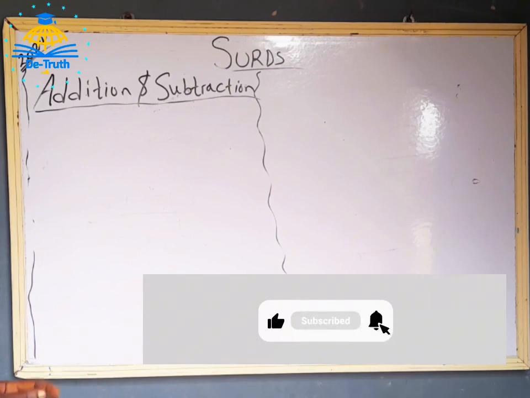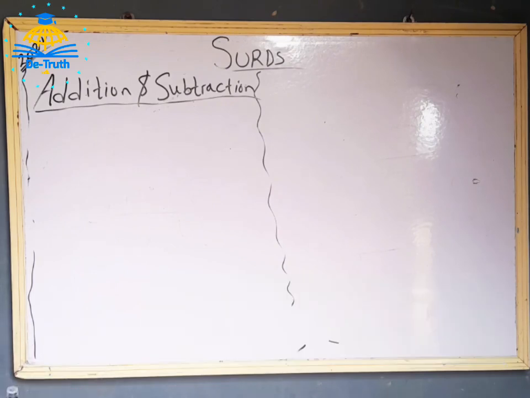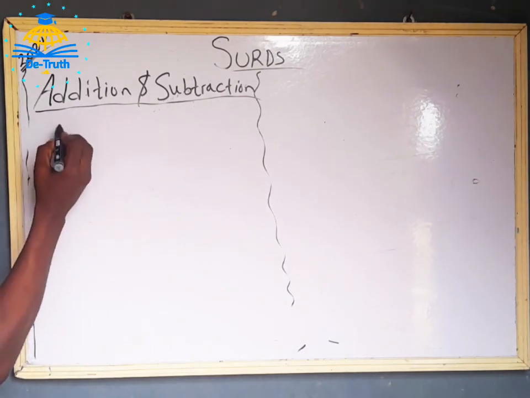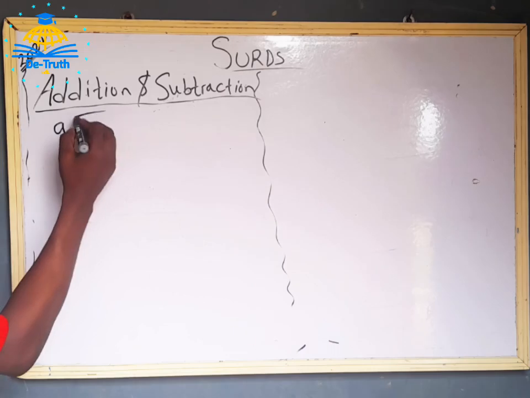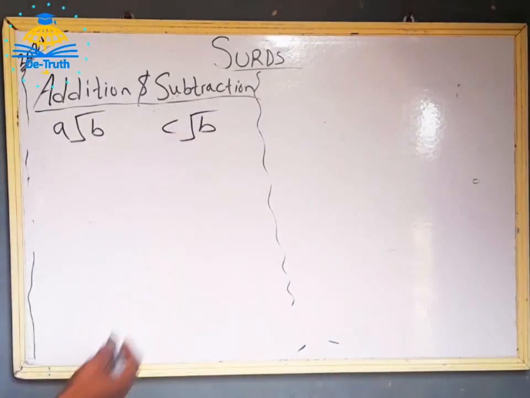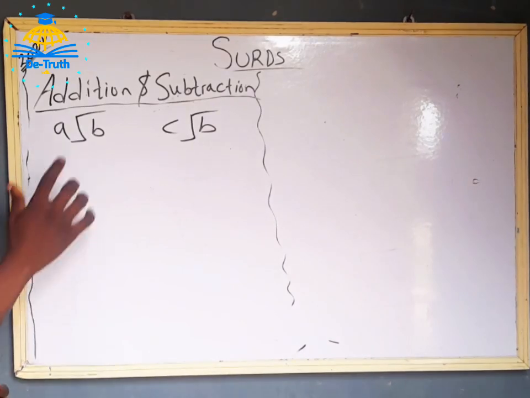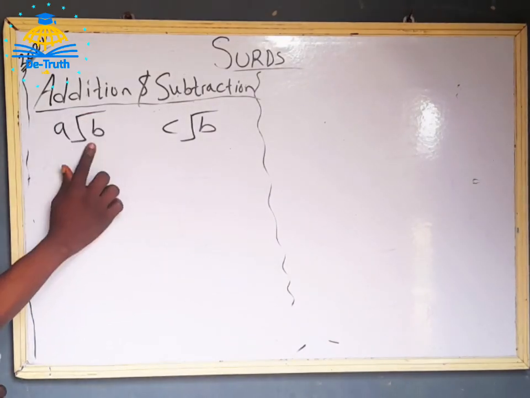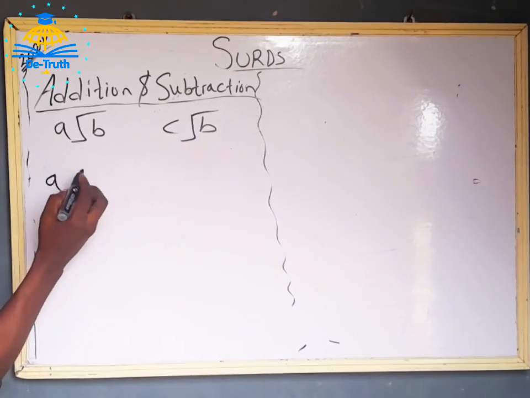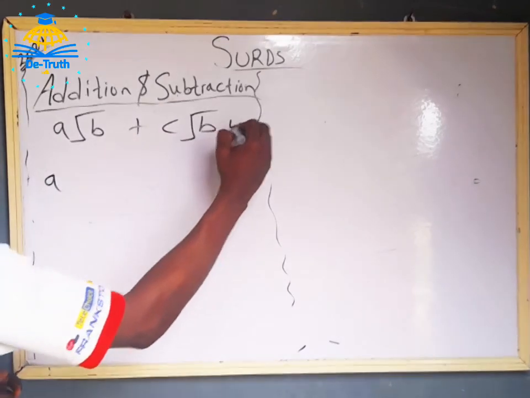The thing is that the surds to be added or subtracted must be similar surds. It must be the surds that have the same thing inside the root. For example, can we add this together? A root B and C root B. Yes, of course, they are similar surds because we have B inside the root and B inside the root. This one can be done.